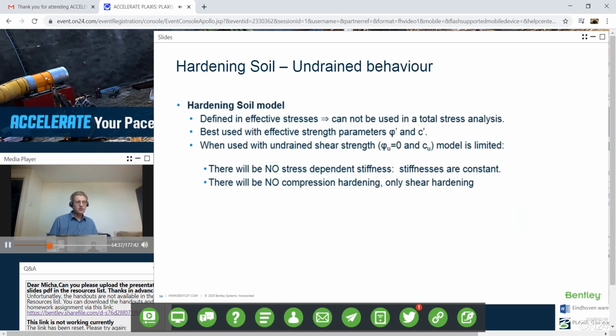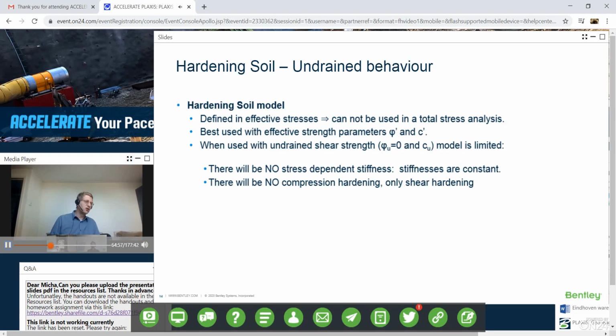One thing we didn't touch, because the examples I gave are drained, is undrained behavior. The hardening soil model is a model that is completely defined in effective stresses. Stress-dependent stiffness depends on effective stresses. So the stiffness changes if the effective stresses change, not if the total stresses change.